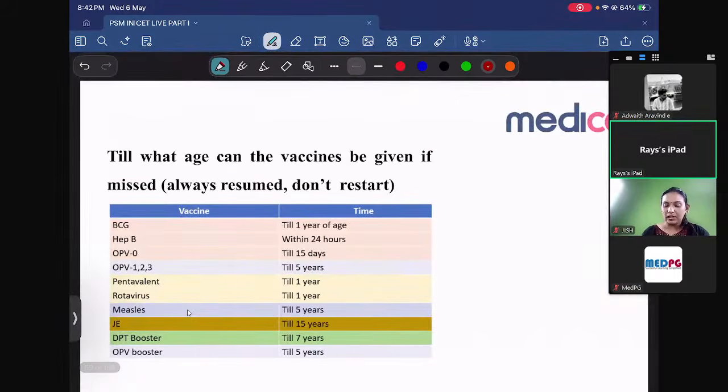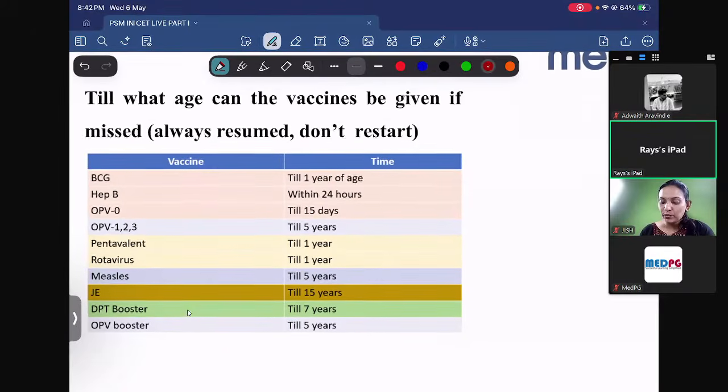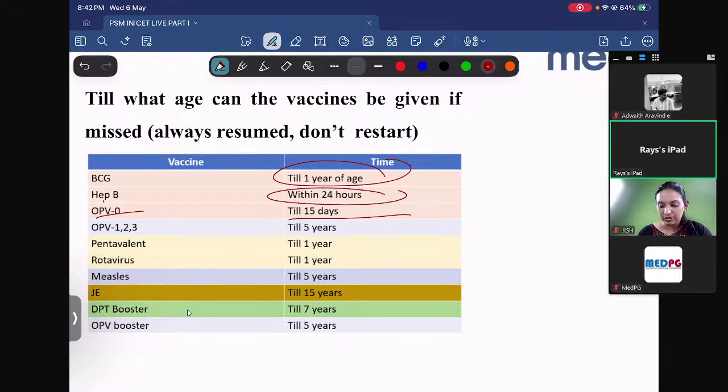So this is the table. Due to lack of time, I'm not explaining the table; you have to learn this. Till which age can a vaccine be given if missed? Whenever you have a missed vaccine, don't restart the whole schedule. Wherever the child has stopped, give from that dose onwards. BCG can be given till 1 year of age. Hepatitis B only up to 24 hours. OPV zero dose till 15 days of age. Most vaccines can be given up to 5 years of age. Some, like penta and rota, can be given only till 1 year.